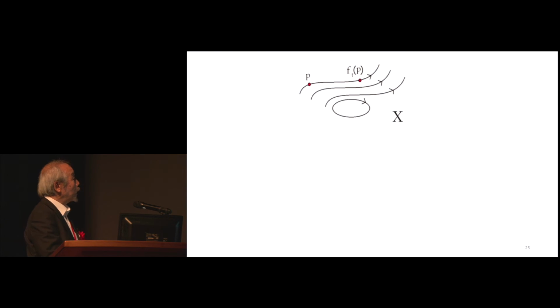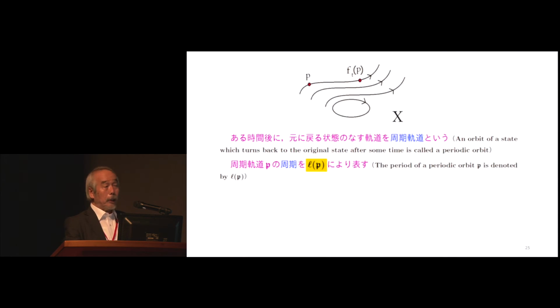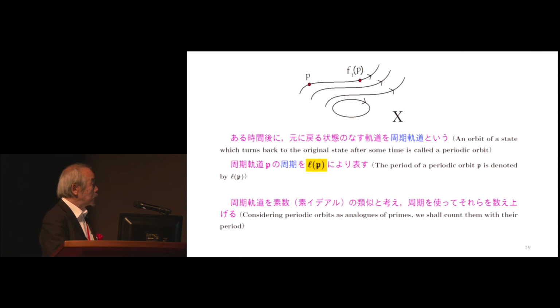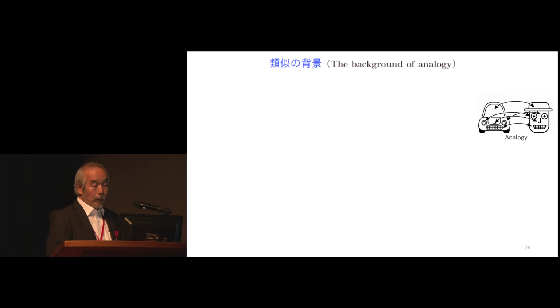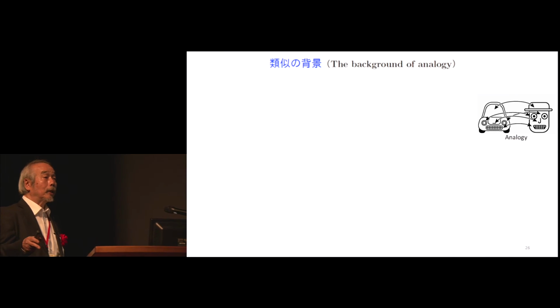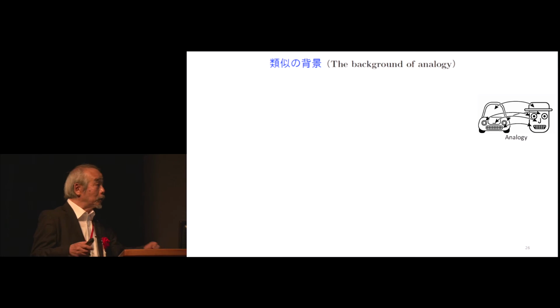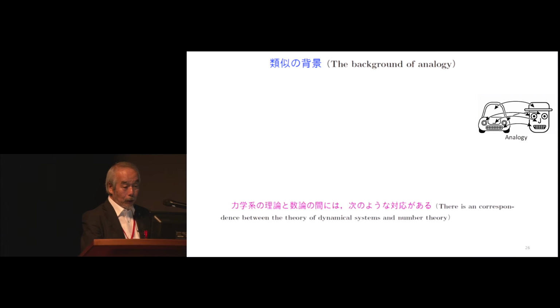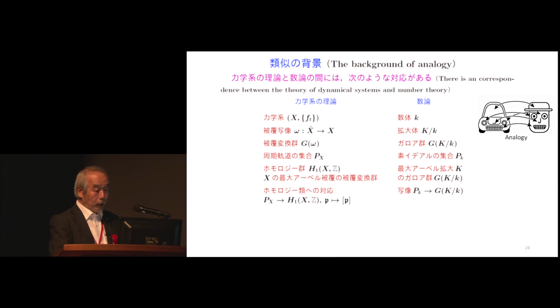This is called an orbit. Some orbits come back to the original state. This is called a periodic orbit. The period of the periodic orbit is denoted by l(p). The periodic orbits are considered to be analogous to primes, and we count them with their period. We need to convince people that the periodic orbit is an analog of primes.